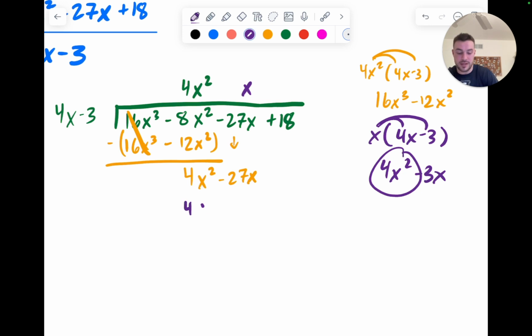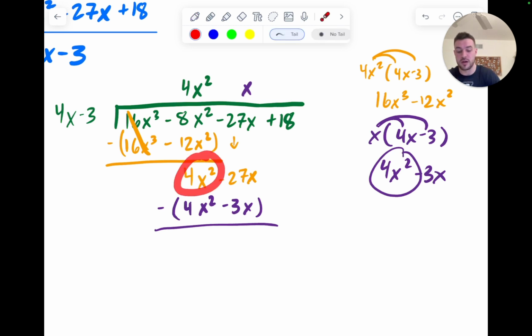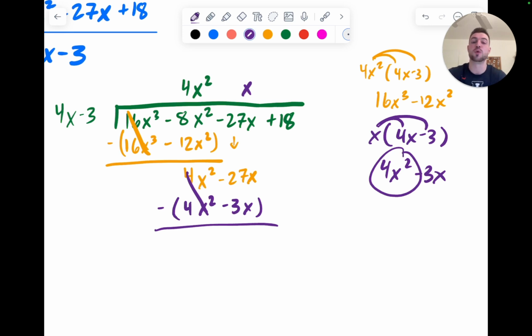So I'm going to write this directly underneath once again. And remember, we are going to be subtracting the entire quantity. So I've got 4x^2 minus 4x^2, which again cancels out, exactly what we want. And now I have negative 27x minus a negative 3x. Minus a negative turns to a positive, so it's negative 27x plus 3x, which is negative 24x. And one more time, because we've got one more value to take care of, I'm going to drop my 18.